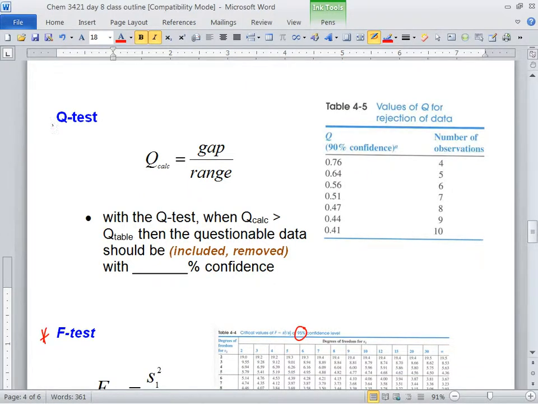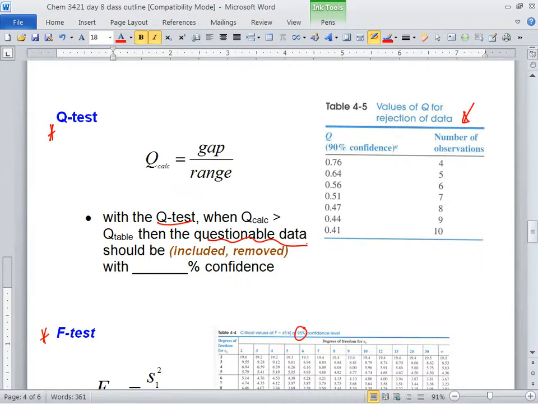Q-test. Maybe you've heard of the Q-test before. Man, this is the way to make a nice table. Degrees of freedom aren't even here. They just have number of measurements, which kind of makes sense because they're not using standard deviation, so degrees of freedom really doesn't make sense. They could have listed degrees of freedom, but it's the same as the number of measurements. With the Q-test, when Q calc is bigger than Q table, you do the Q-test for this questionable data thing.